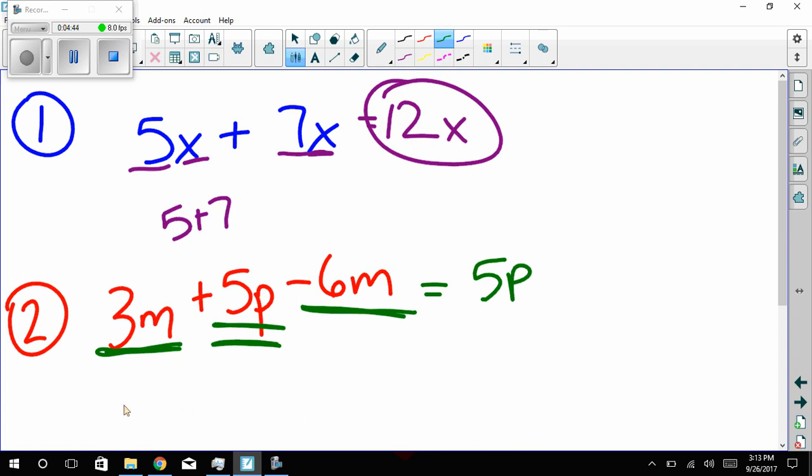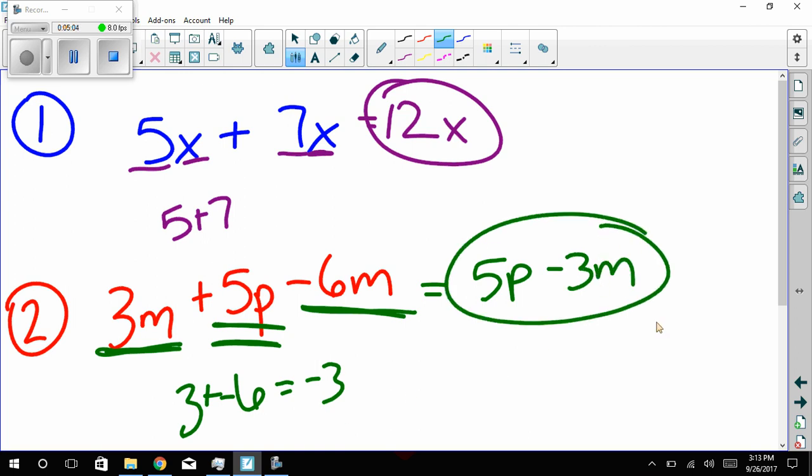Okay, and the 3m and the negative 6m, that's going to be 3 and negative 6. We can use our change. 3 plus negative 6 is going to give us negative 3. So in the end, we're going to have negative 3m on that piece right there.